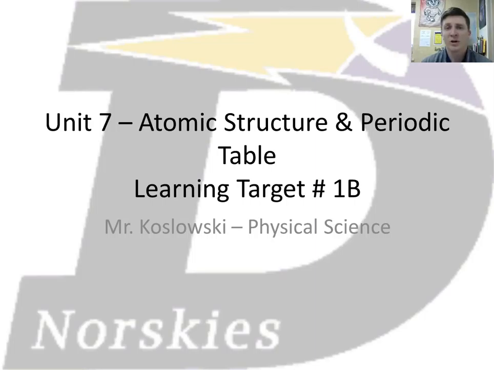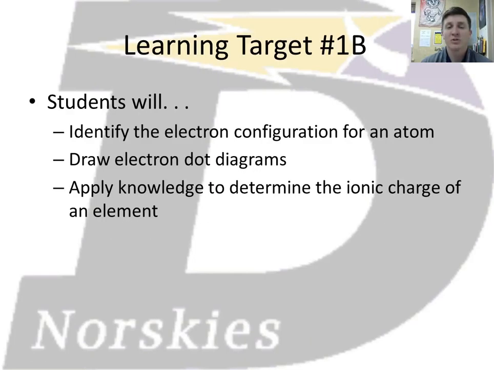This will be talking about electrons today, specifically electron configurations and dot diagrams. So what do students need to do for Learning Target number 1B? Students are going to have to identify the electron configuration for any atom. They're going to have to draw electron dot diagrams, and then they'll have to take this knowledge and apply it to determine the ionic charge of an element.